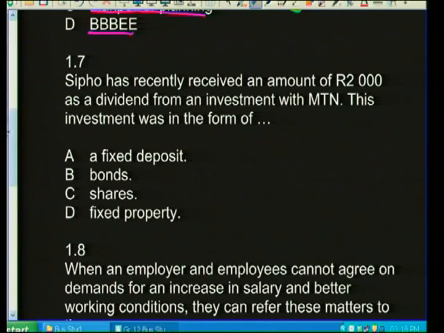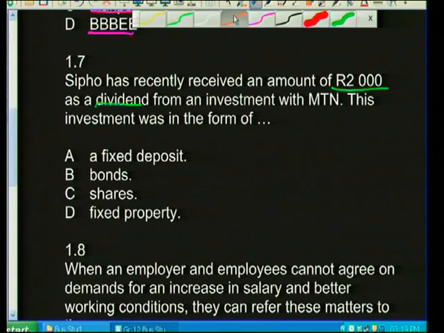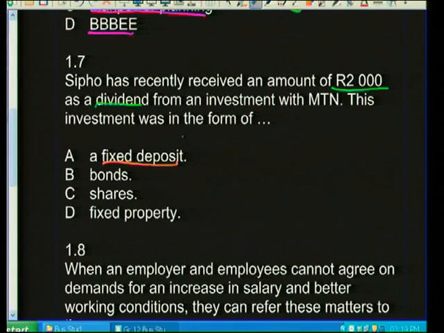1.7. Sipho has recently received an amount of 2,000 Rand as a dividend from an investment with MTN. This investment was in the form of one of the following 4. Now, firstly, if we look at that investment, it's 2,000 Rand, and you've got the word dividend there. Now for a fixed deposit, we normally get interest. Right, when we go to a bank and we invest money in a fixed deposit, the bank is going to pay us interest on that deposit.